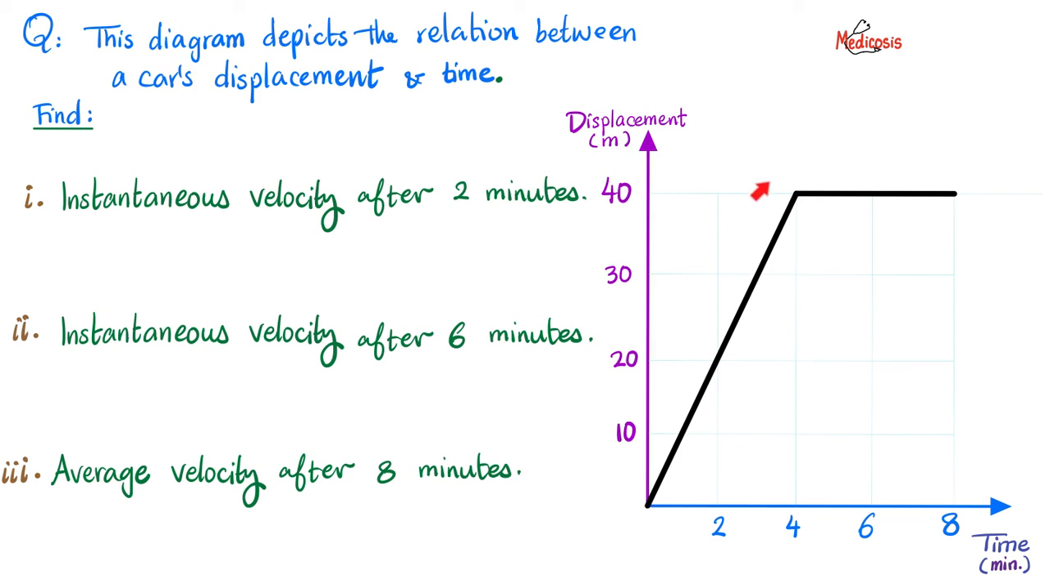Next, the diagram that you see here depicts the relation between a car's displacement and the time. Please find the instantaneous velocity after 2 minutes, instantaneous velocity after 6 minutes, and average velocity after 8 minutes. This is a very important question. Please pause the video, try to answer this yourself. I'll be so proud of you if you can solve these correctly.